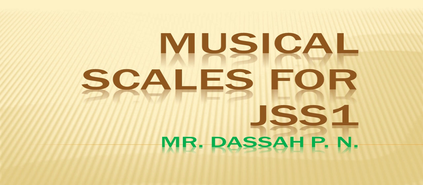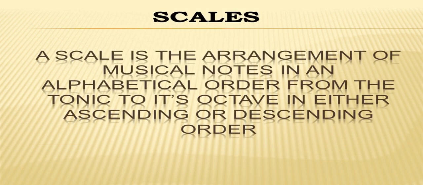This lesson is meant for students in JSS1, and our topic for today is musical skills. What is a scale? A scale is the arrangement of musical notes in an alphabetical order from the tonic to its octave in either ascending or descending order. I repeat, a scale is the arrangement of musical notes in an alphabetical order from the tonic to its octave in either ascending or descending order.